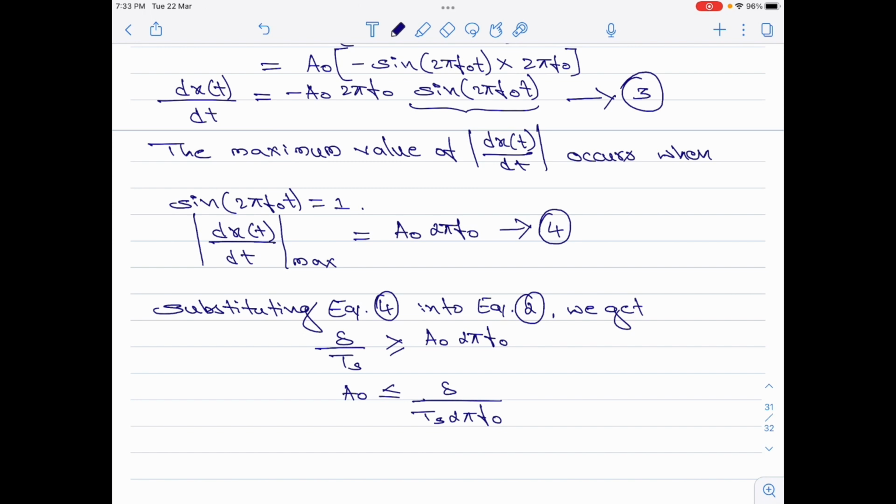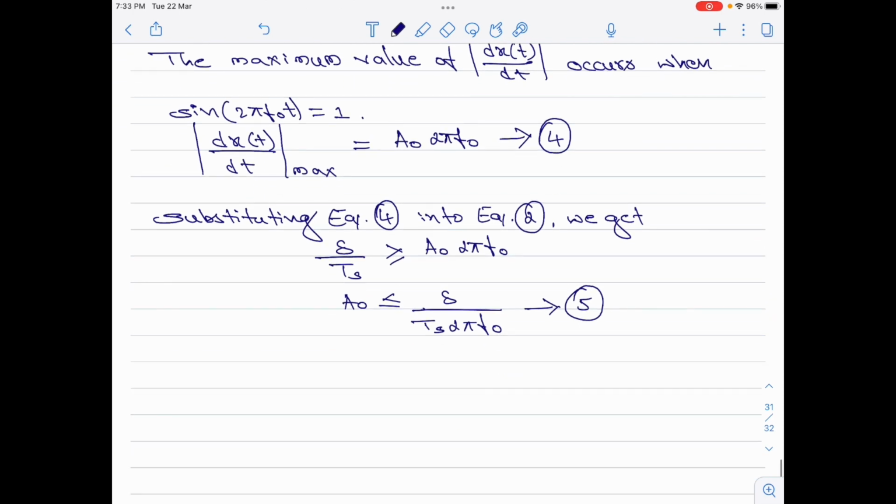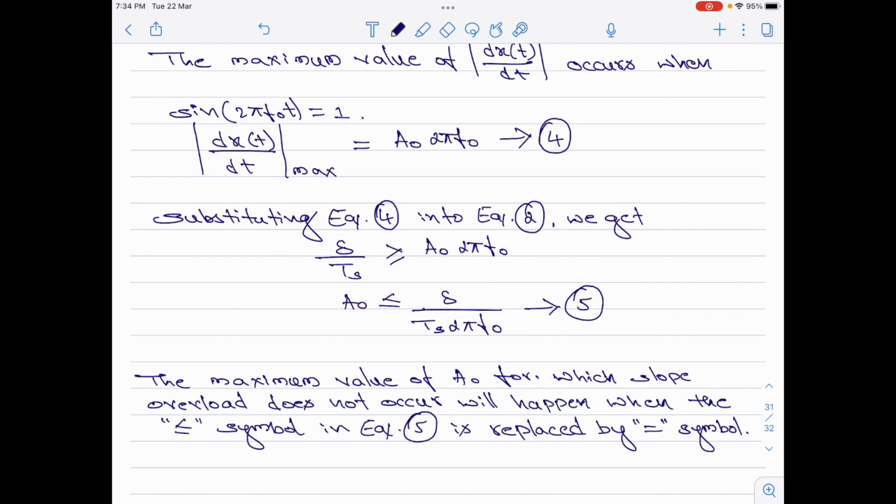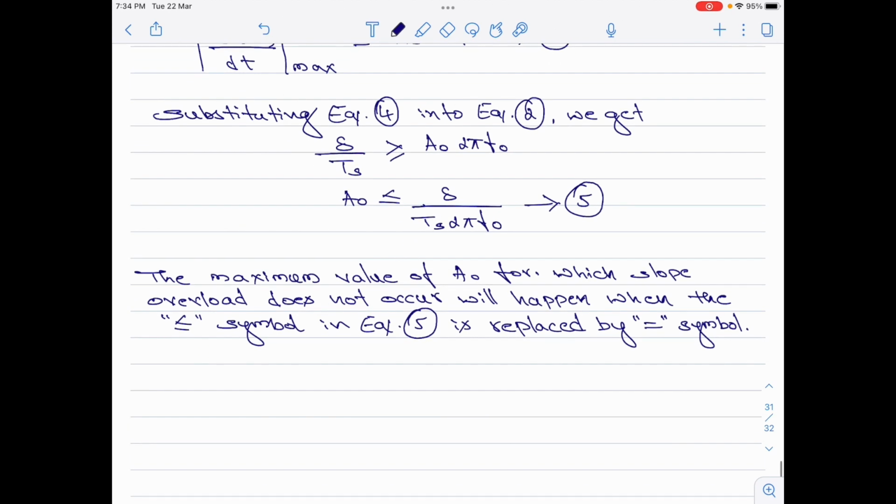Now, look at this equation, which let me call equation 5. We have the less than or equal to symbol. The maximum value of a naught happens when the less than or equal to symbol is replaced by an equal to symbol. So, I will replace the less than or equal to symbol in equation 5 to obtain the maximum value of a naught. Therefore, a naught is equal to delta divided by Ts into 2 pi f naught.